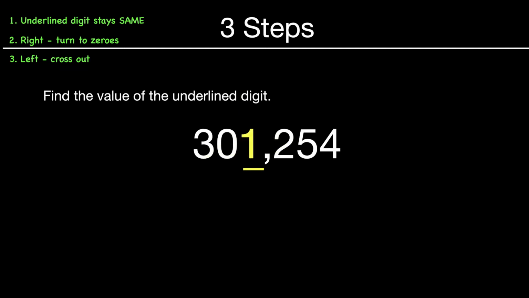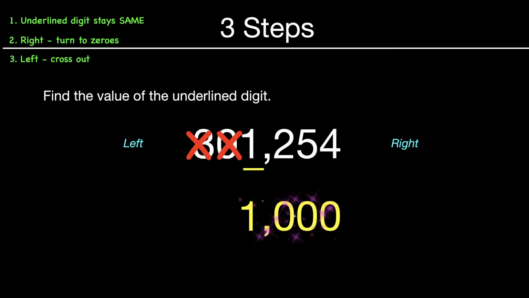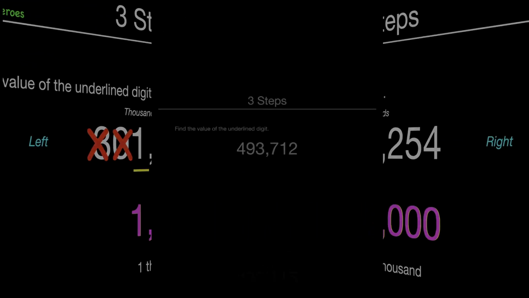Find the value of the underlined digit. Okay, so we've got the 1. That stays the same. We turn the numbers after it into zeros and cross out anything to the left. So the value is 1,000. And we could also say that it's 1 group of 1,000.